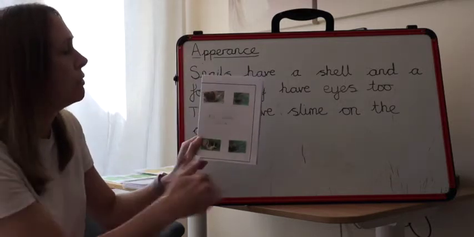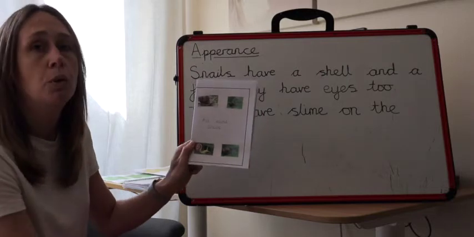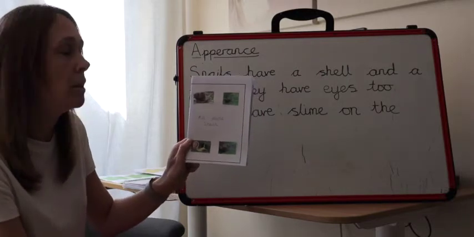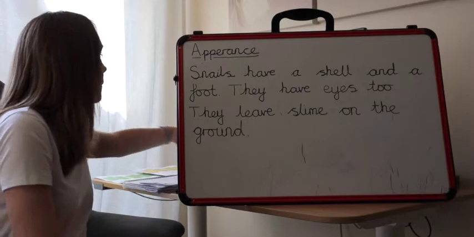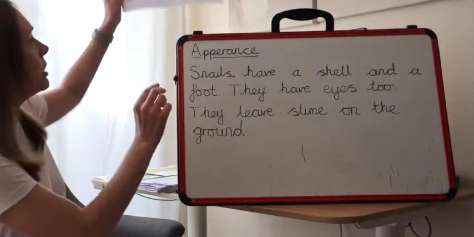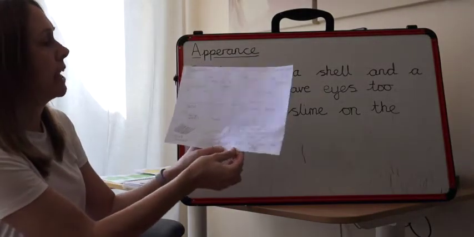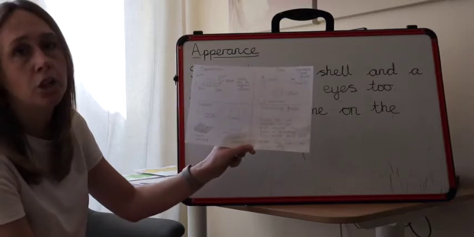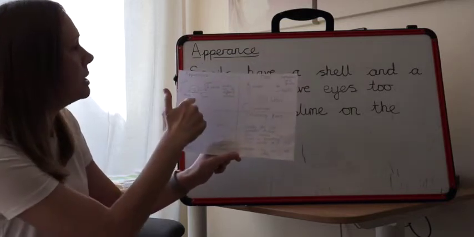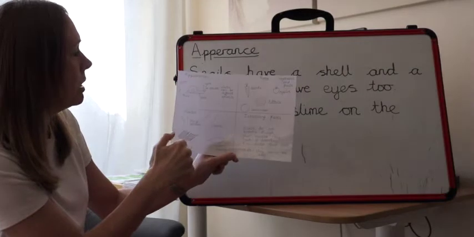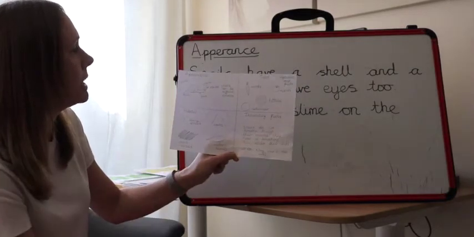So when you've done your front cover, then you can start to do your information writing inside. So if we look at our research sheet that we did yesterday, we had 4 sections. We had appearance, food, habitat, and interesting facts.